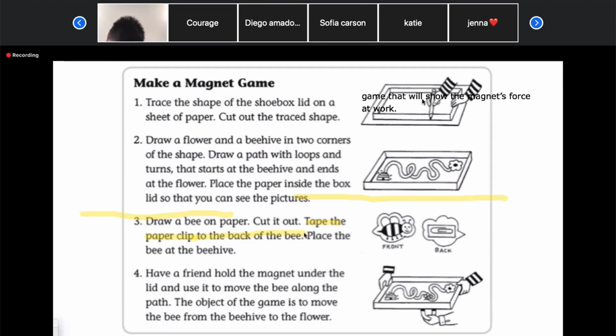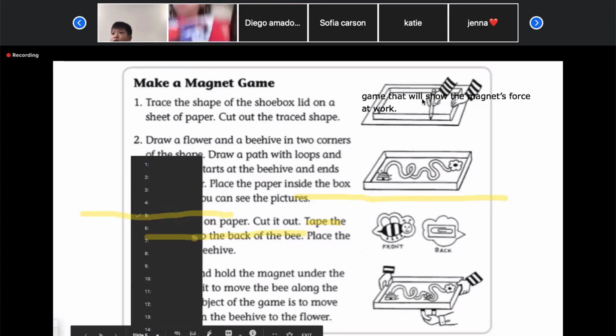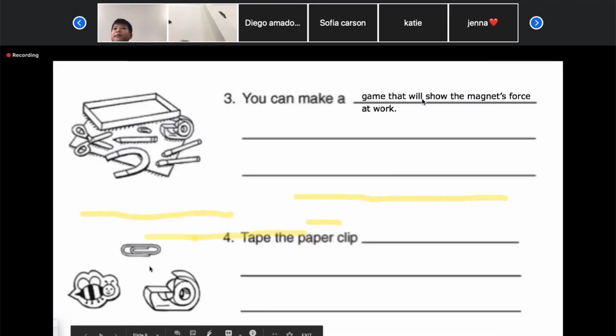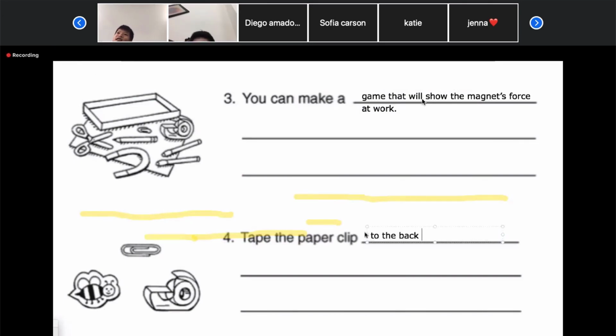Tape the paper clip to the bee. The top of the bee? The front of the bee? Where? The back of the bee. Very good. Okay, tape the paper clip to the back of the bee. Okay, good job. Easy, right?